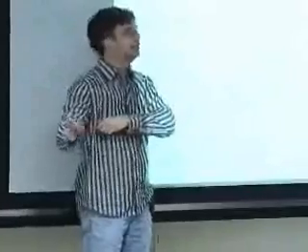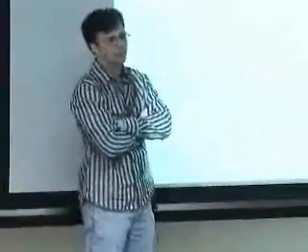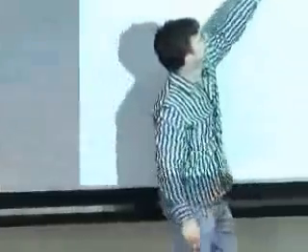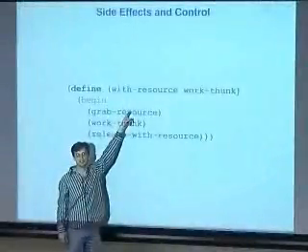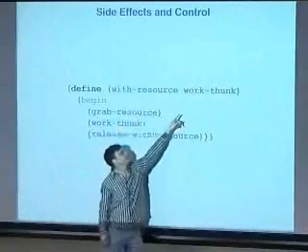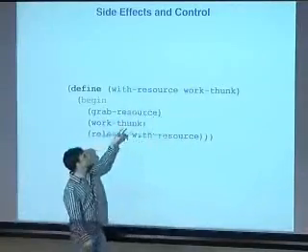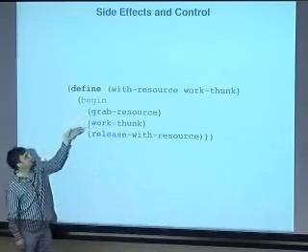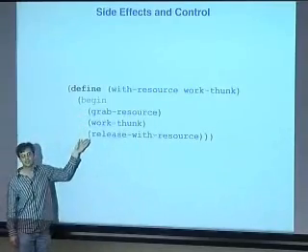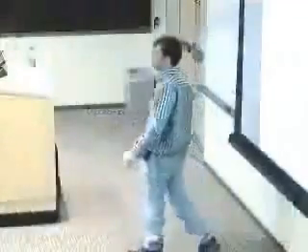So dynamic wind is for settings like this. Suppose you have some abstraction, some library call with resource for some particular resource, say a file. And then you supply that a thunk that's going to do the actual work, where inside of this library you grab the resource, then you do the thunk, and then you release the resource. Okay? So this prevents you from forgetting a close after an open or something like that.